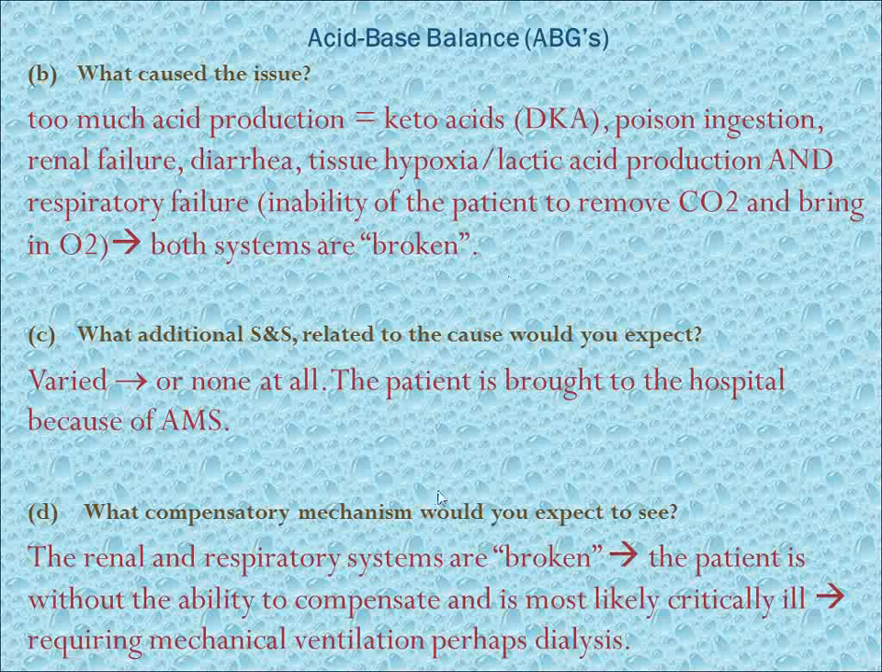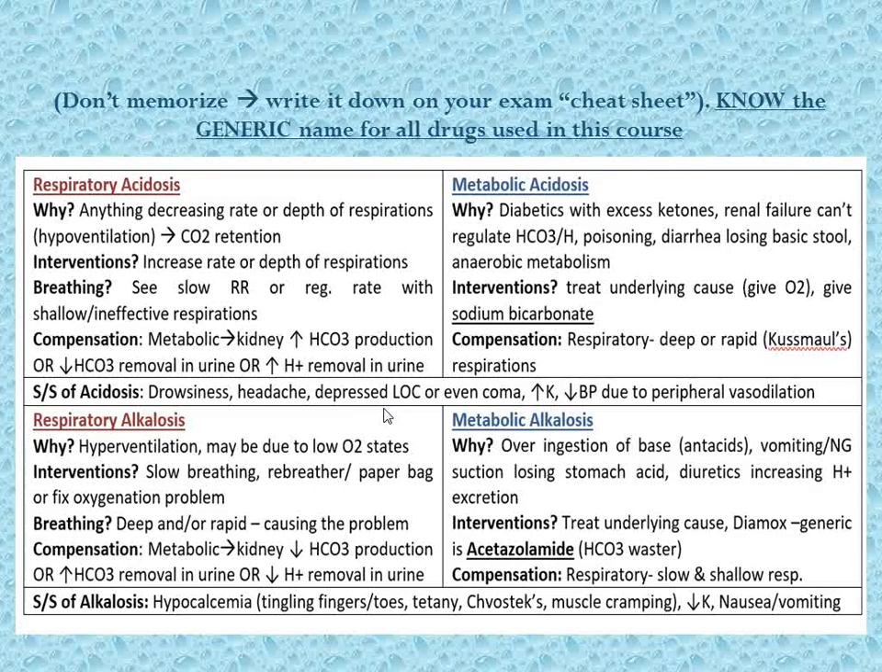Oh, what about compensatory mechanism? Well, this is a problem because the renal and the respiratory systems are the problem, and they're both broken. So the patient lacks the ability to compensate. And that's what makes a patient critically ill and the purpose of this course. This patient will likely need respiratory support with mechanical ventilation and will likely need renal support, perhaps with dialysis. So that is really the definition of a critical patient, one who has multiple systems broken. Comorbidities is the fancy way of saying that.